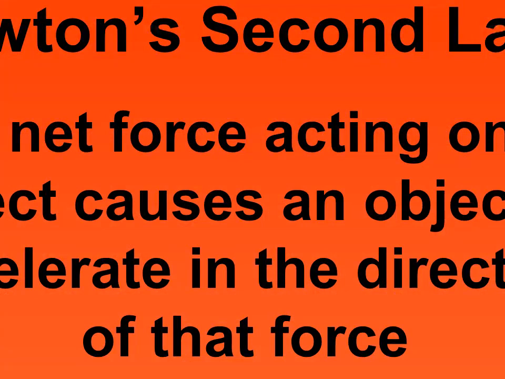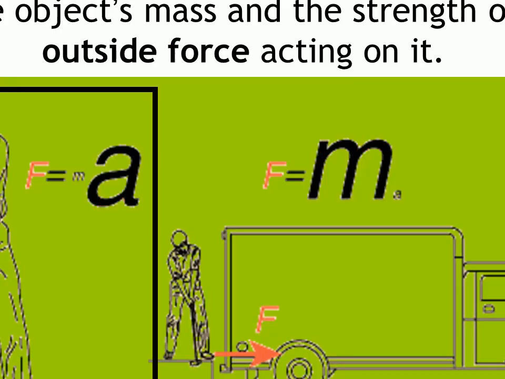Newton's second law states that the net force acting on an object causes the object to accelerate in the direction of that net force. So how do you calculate this force? You have to find this equation, which I give to my students, which is F equals m times a. Force equals mass times acceleration. Newton's second law states that the acceleration of an object depends on the object's mass and the strength of the outside force acting on it.